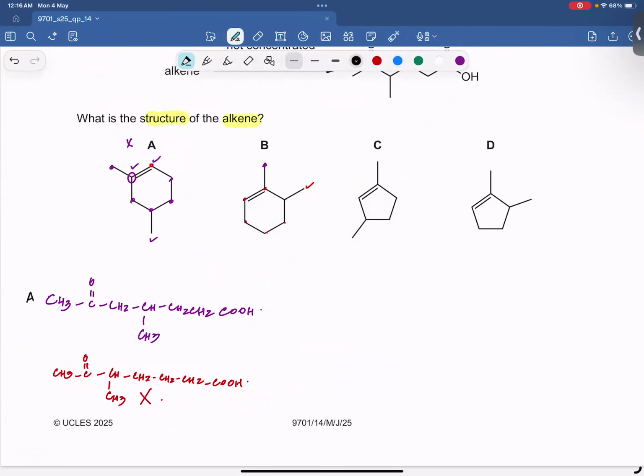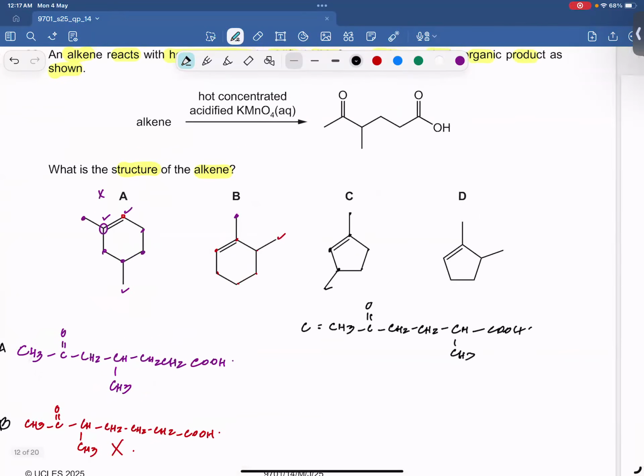This is A. This is B. Let's talk about C. This is CH3. This is double bonded C, so it will turn to ketone. CH2, CH2. This is CH. This CH has CH3. And this is CH, will turn to CWH. It is absolutely incorrect, okay?